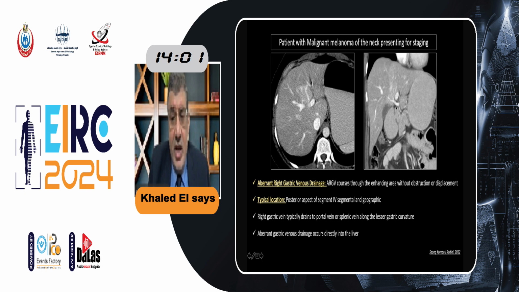But this is an anomalous vein. So instead of draining into the portal vein, it goes directly to the left liver, particularly segment 4. And even though it's in the left liver, it's called aberrant right gastric venous drainage, not to be mistaken for a metastatic deposit or any other pathology. So this is third inflow. And this is the anomalous vein supplying it, and this is the enhancement or the pseudo lesion. And this is the schematic showing you what happens in this specific condition.